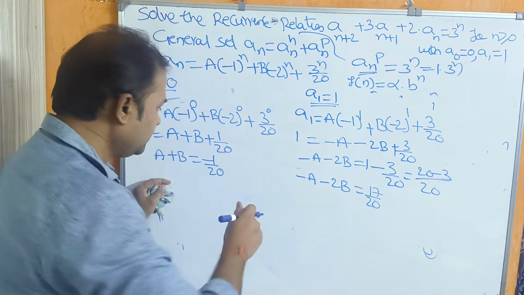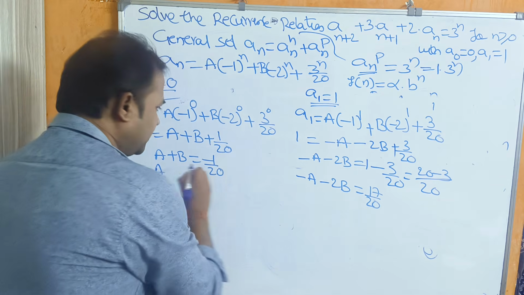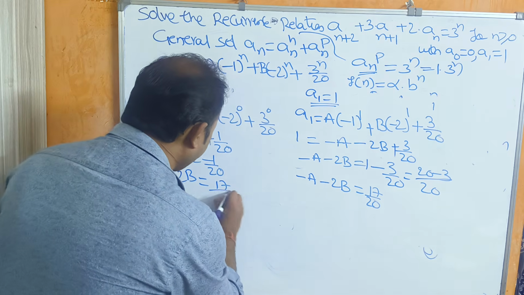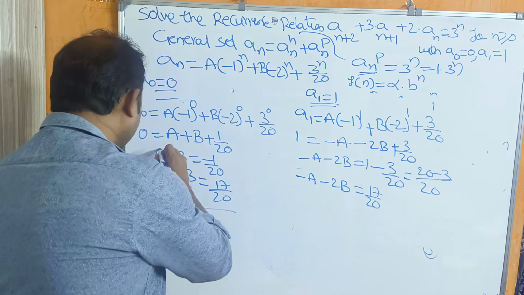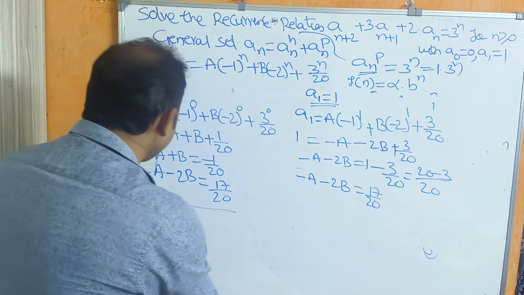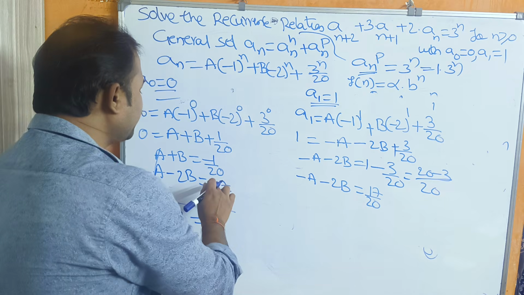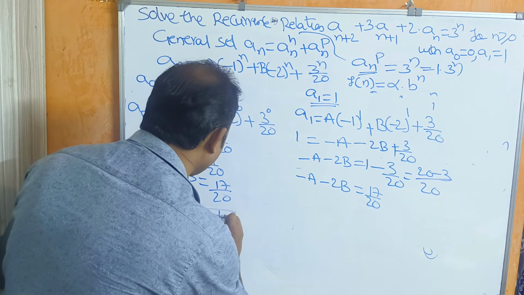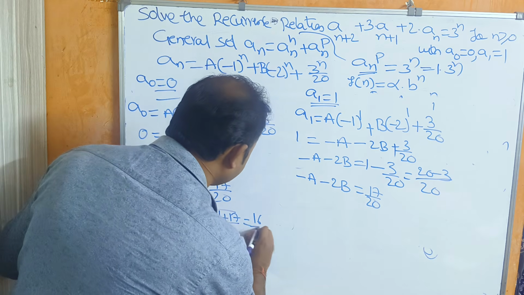Okay. Here we have a and here we have minus a. So directly we can do the operation. Minus a minus 2b equal to 17 by 20. Here we have a, here we have minus a. So cancel. Plus minus means minus. So minus b equal to, so minus 1 by 20 plus 17 by 20. So 20 is LCM. So minus 1 plus 17. So 17 minus 1, that is nothing but 16 by 20.